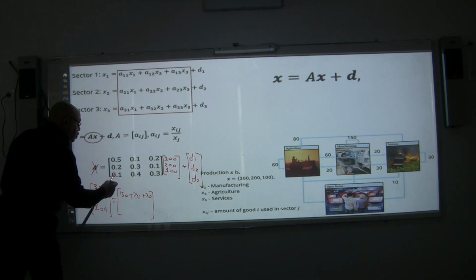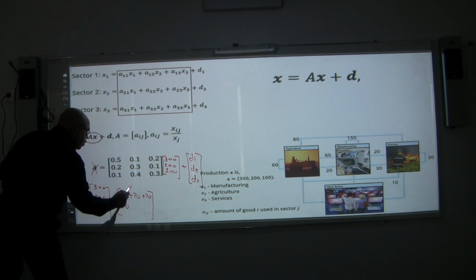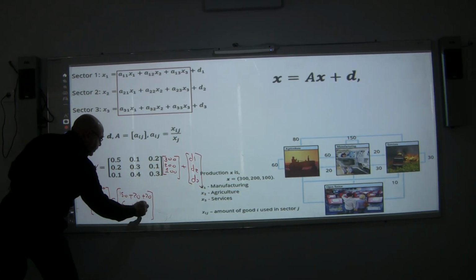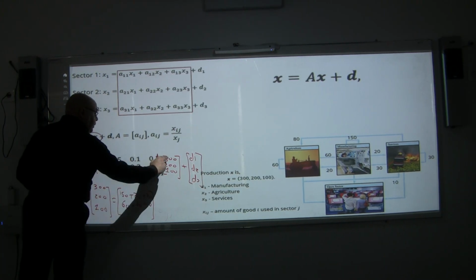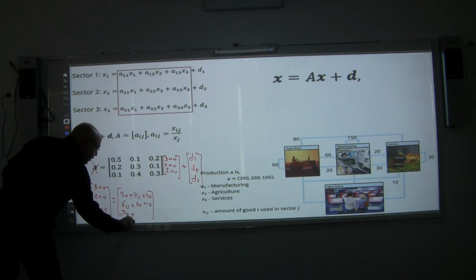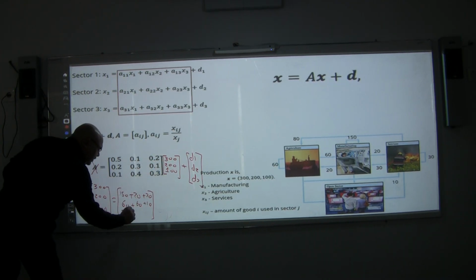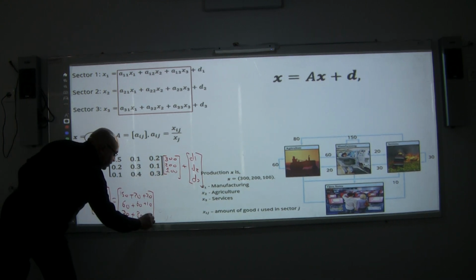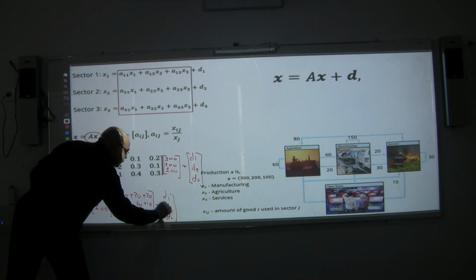Let's do the second row. 0.2 times 300 is, I believe, 60. 0.3 times 200 is also, I think, 60. Am I right? 0.1 times 100, please evaluate with me, is 10. Same way for the third row. 0.1 times 300 is 30. Then 0.4 times 200 is 80. Am I right? Plus 0.3 times 100, and this is plus D1, D2, and D3.